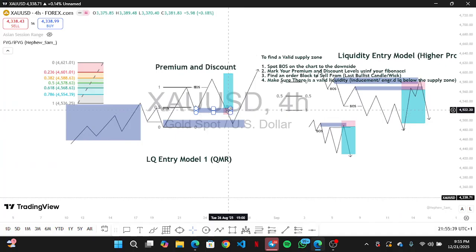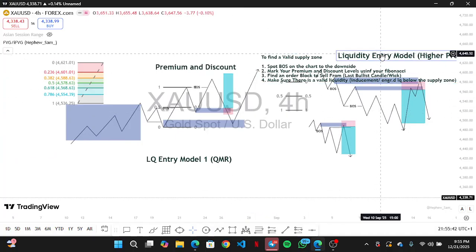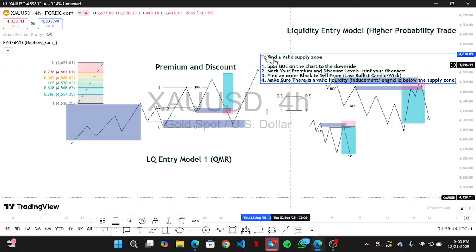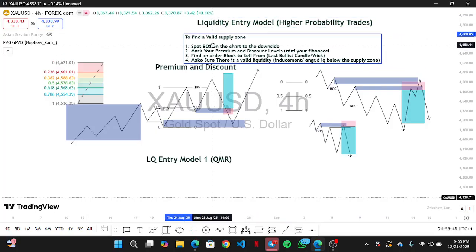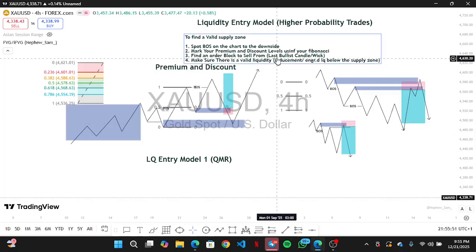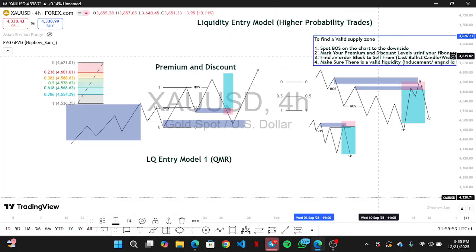This is the first one for buys, and this is for sells. Yeah. So understand all this. Find the valid supply zone. This is for supply zone.